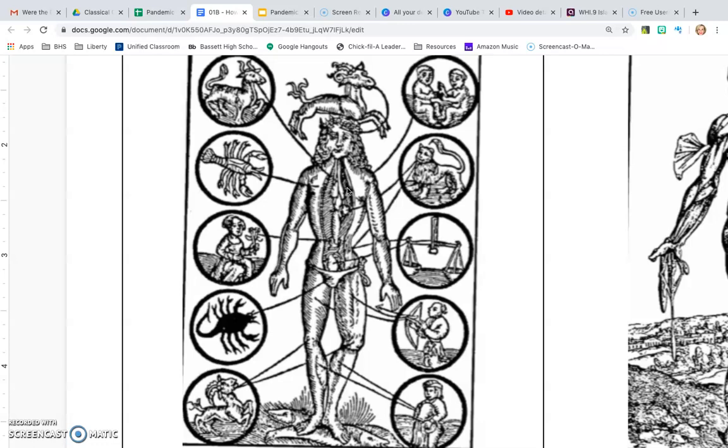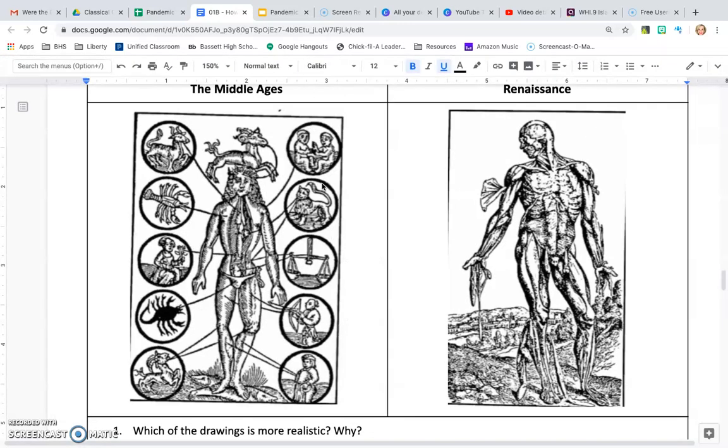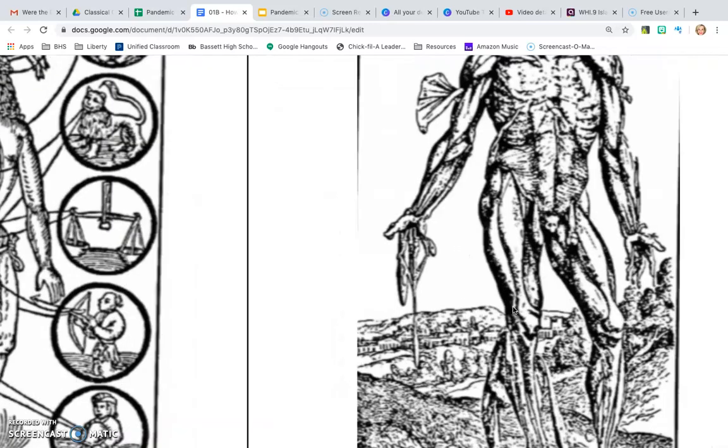So the Middle Ages, they primarily would have explained the way that the human body functioned based on the astrological signs and their study of astronomy. You can see here he's standing on some fish that would have represented Pisces, who are the fish as well. Okay, so let's take a closer look at the Renaissance.